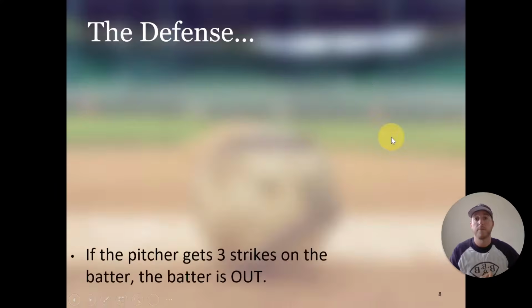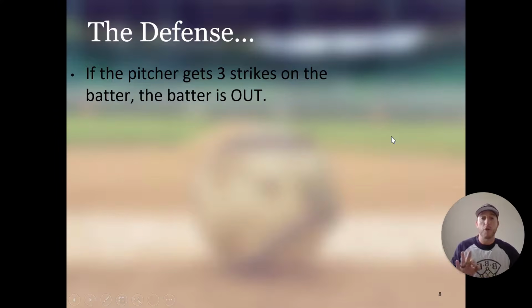On the batter, if the pitcher gets 3 strikes, the batter is out. So remember, the defense is trying to get outs, and the batter gets 3 strikes. So if you swing and miss, and then swing and miss a 3rd time, that is 3 strikes, and then the batter is out. So that is an out for the defense.